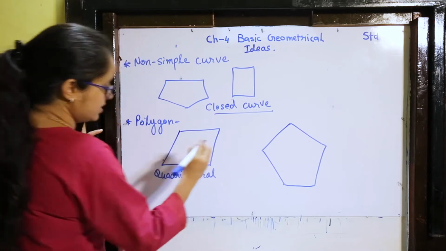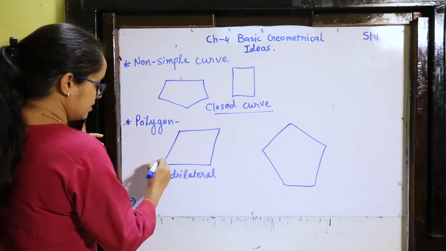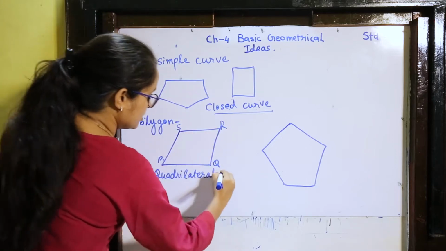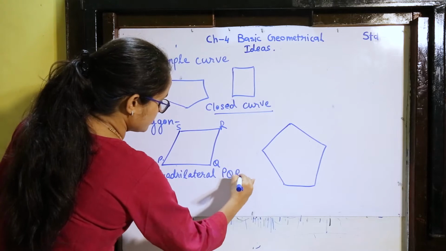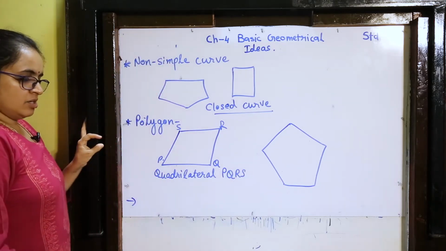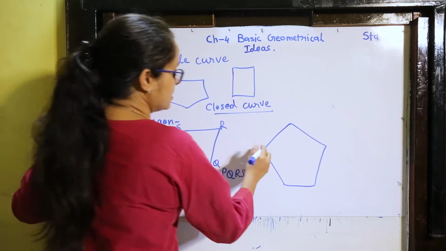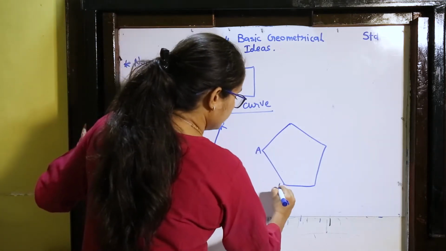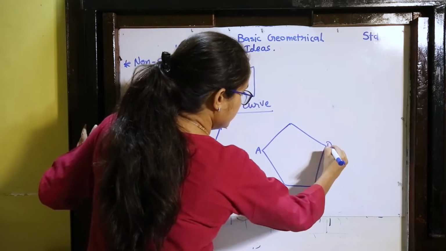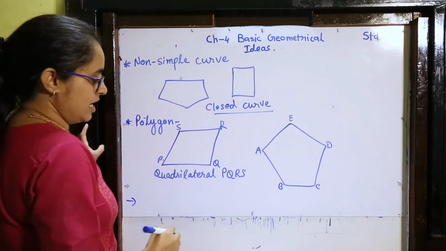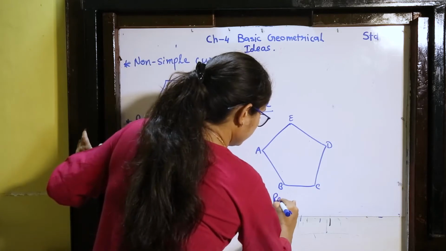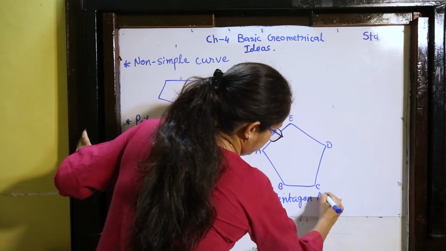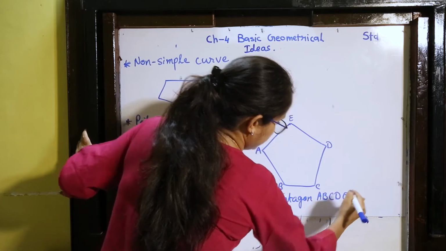If I am giving this quadrilateral a name, suppose I am giving this quadrilateral PQRS. So, it is known as quadrilateral PQRS. And if I am giving this figure the name pentagon, with vertices A, B, C, D, E, then this is known as pentagon ABCDE.